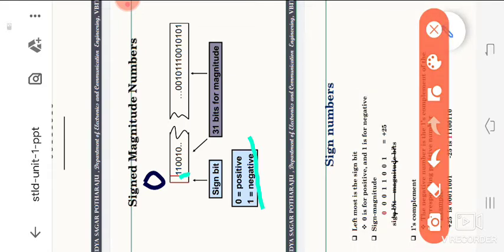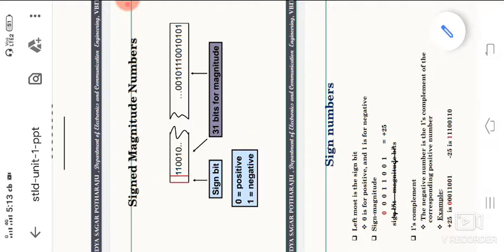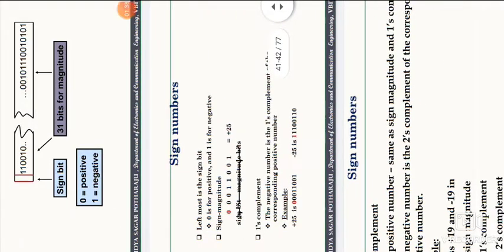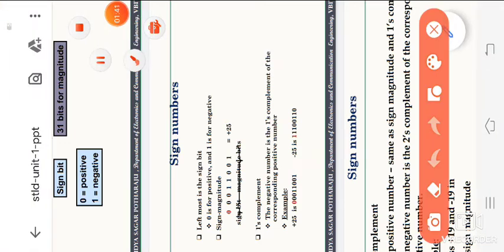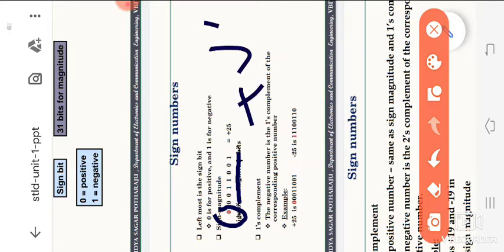It is very, very important. We have to observe and solve some of the problems. So these are the signed numbers. In signed magnitude, 0 is for a positive number and 1 is for a negative number, for the left hand side indication. So this is the example: 00110001. Here we are putting 0, that is the positive value indication. So that is the signed magnitude value.